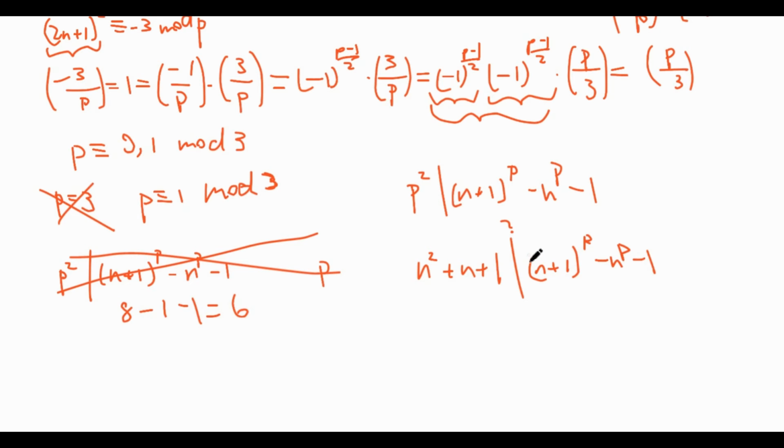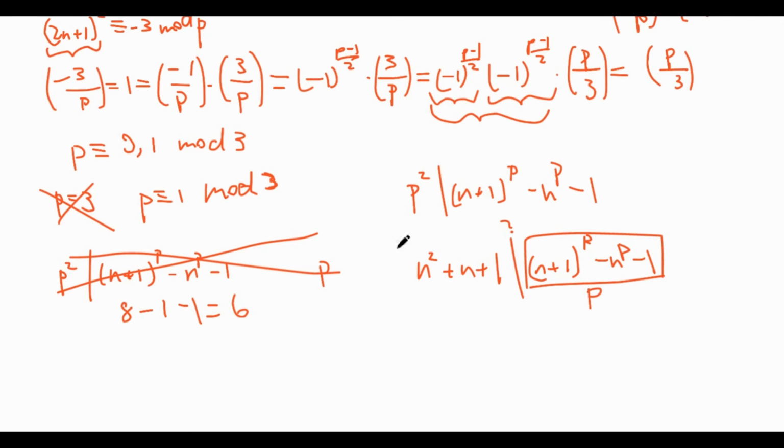Because if we prove this polynomial divisibility, then since n squared plus n plus 1 is a monic polynomial, i.e. a polynomial with leading coefficient 1, if it divides this thing, then it divides this thing over p, since p is just a random constant. In other words, because p divides n squared plus n plus 1, then (n plus 1) to the power of p minus n to the power of p minus 1 over p is divisible by p, so this expression is divisible by p squared, and we would be done. So we just need to prove this polynomial divisibility.